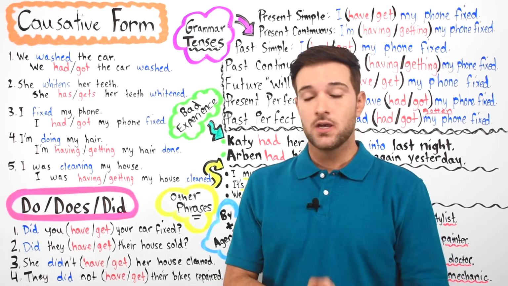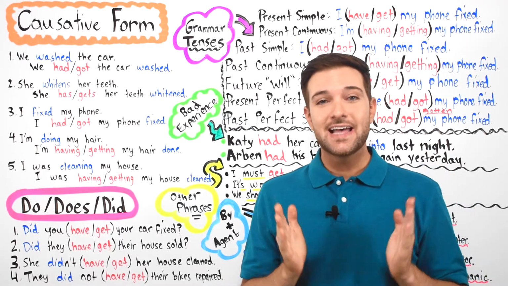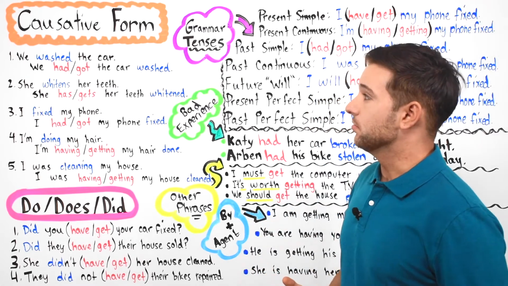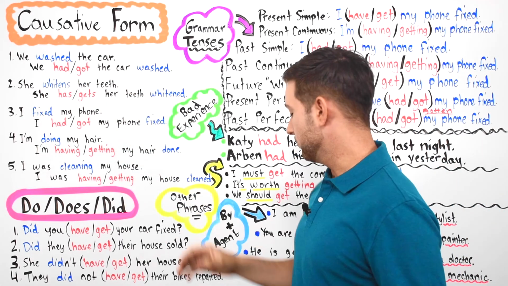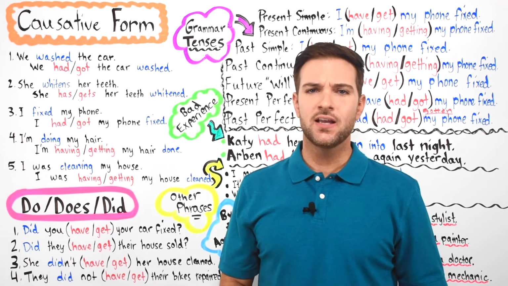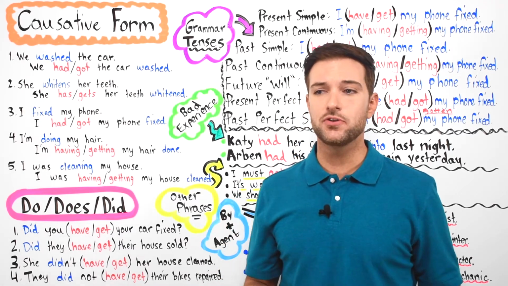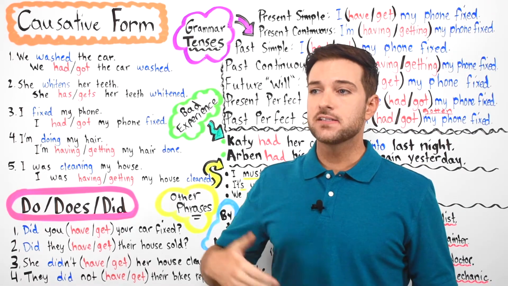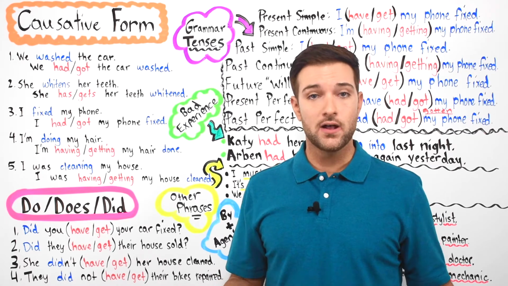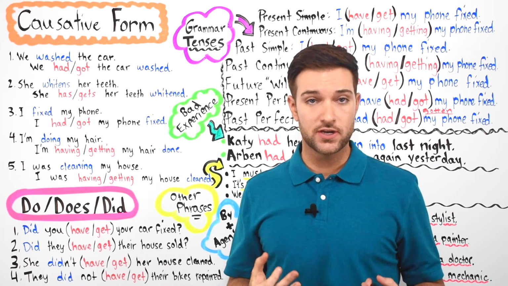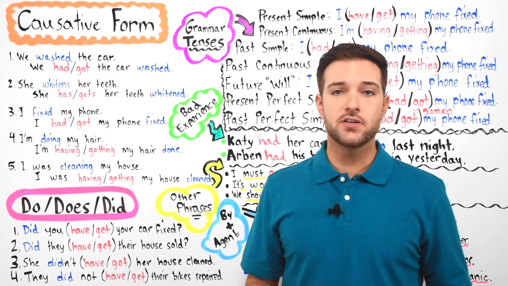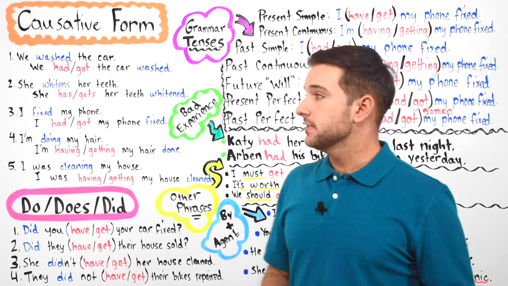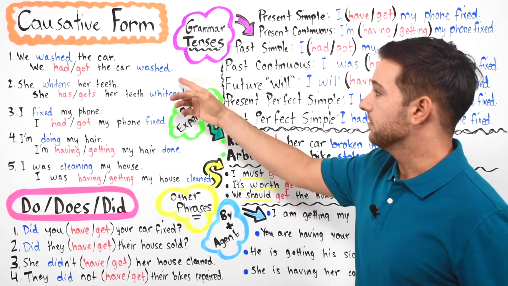Okay? So, now, the last thing that we're going to learn about in this series is called the causative form. Now, have you ever wanted to talk about how you arranged to have something done for you, or how you had somebody else do something for you? Well, in English, we have a special way to express just that. And I want to tell you how you can sound more natural while speaking even. Okay, so let's go ahead and take a look at the first example.